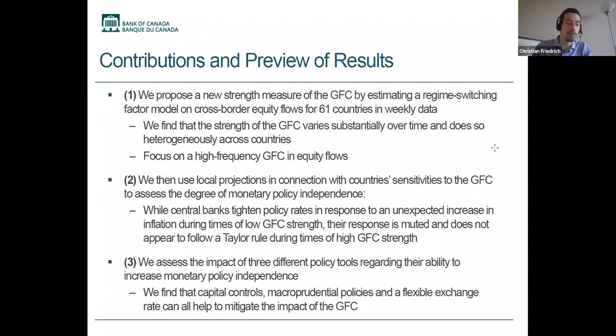And then in the third part, and this relates to basically all the other papers in this session as well, we assess the impact of three different policy tools regarding the ability to increase monetary policy independence. And we find that capital controls, macroprudential policies, and a more flexible exchange rate regime can help mitigate the impact of the global financial cycle.